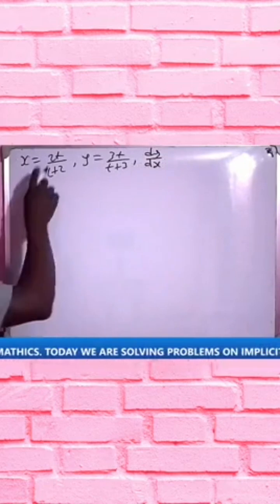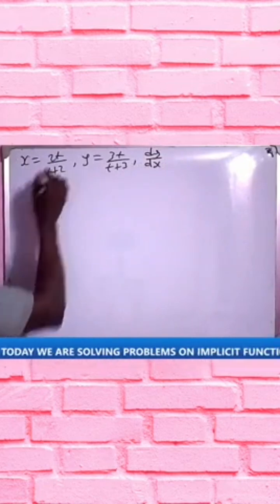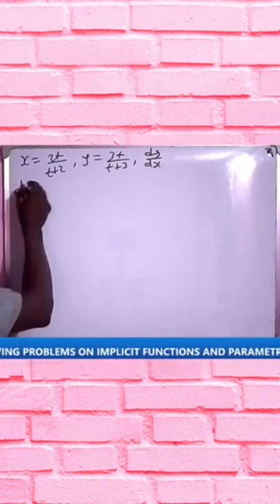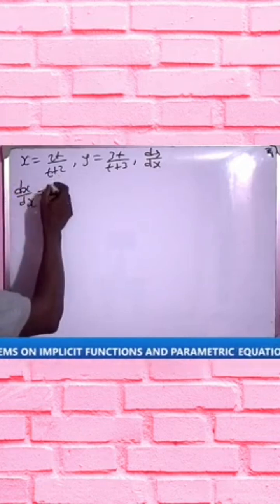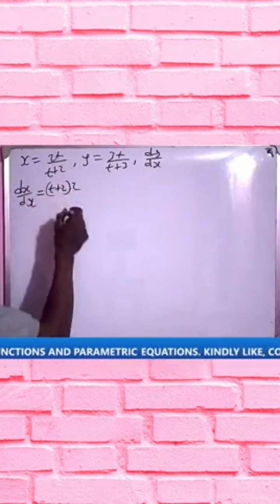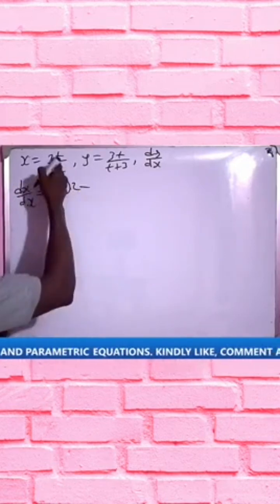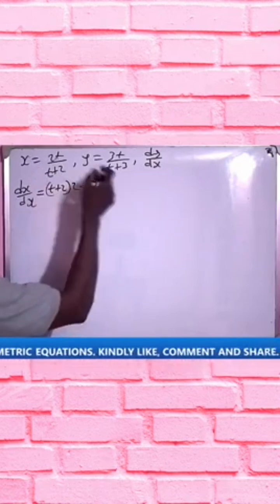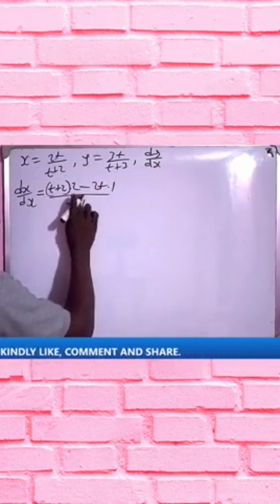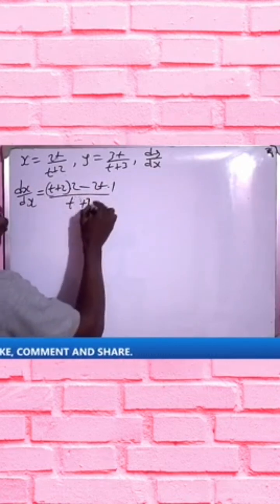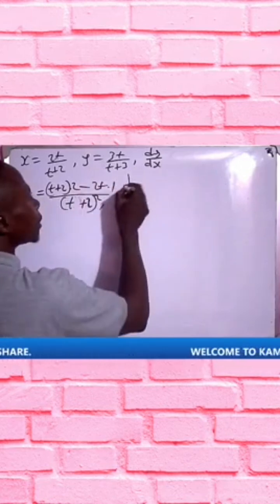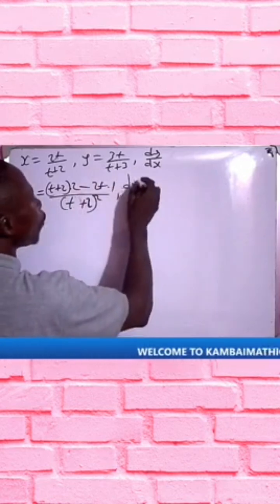So here we have dx over dt. We leave this one, t plus 2 in bracket, and differentiating this one is 2. Then minus, we are now leaving this one, 2t, and we differentiate this one, it will give us 1, all over t plus 2 in bracket squared. So the next one here is dy over dt.